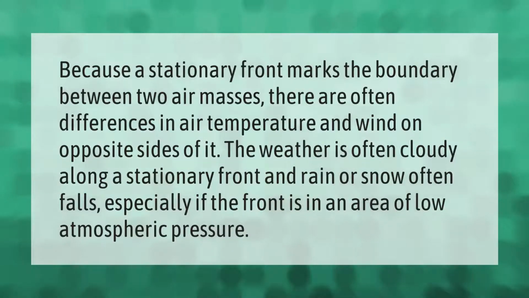Because a stationary front marks the boundary between 2 air masses, there are often differences in air temperature and wind on opposite sides of it. The weather is often cloudy along a stationary front and rain or snow often falls, especially if the front is in an area of low atmospheric pressure.